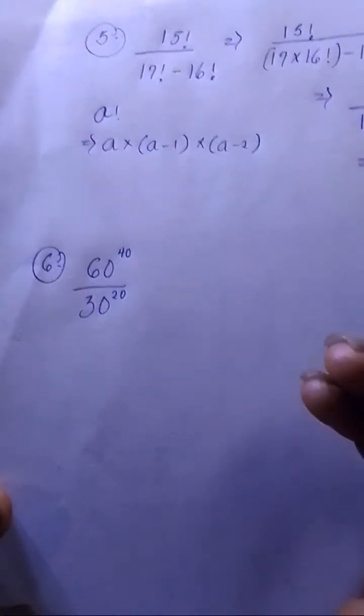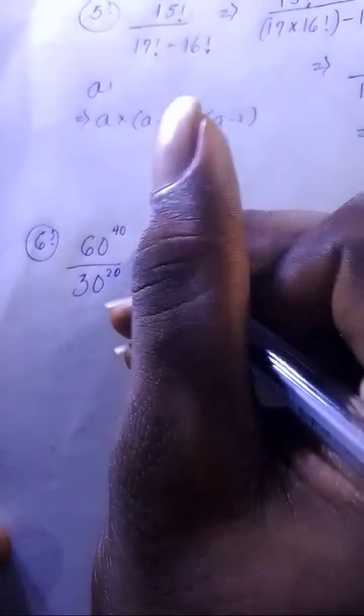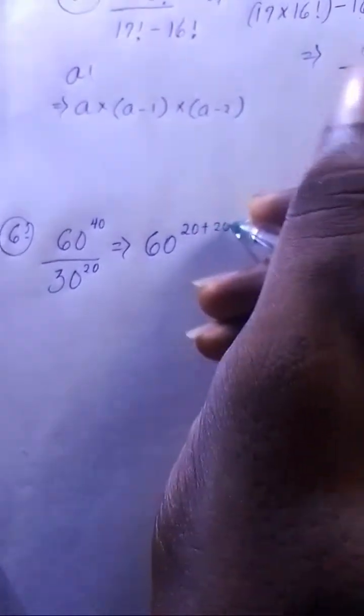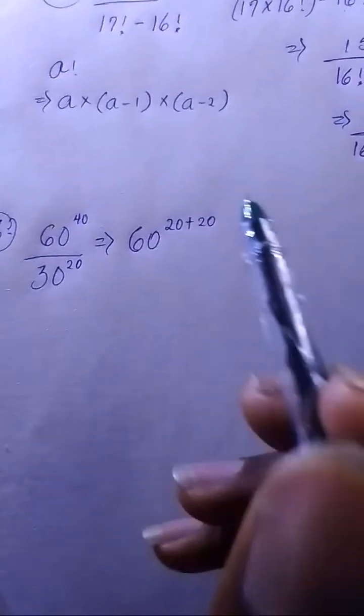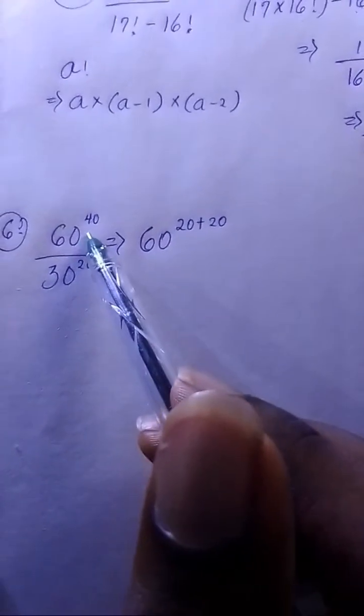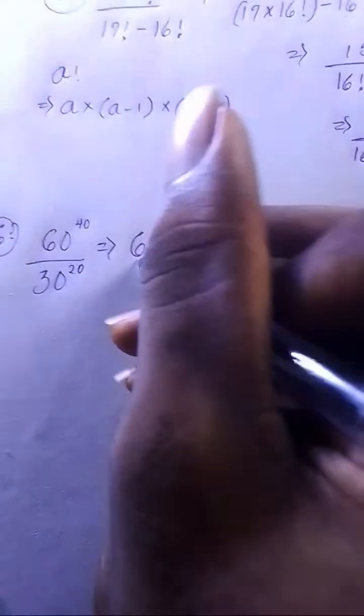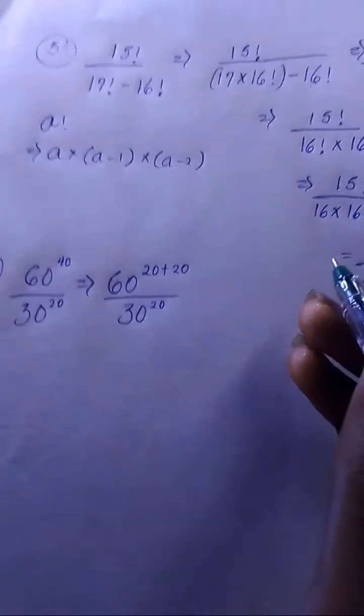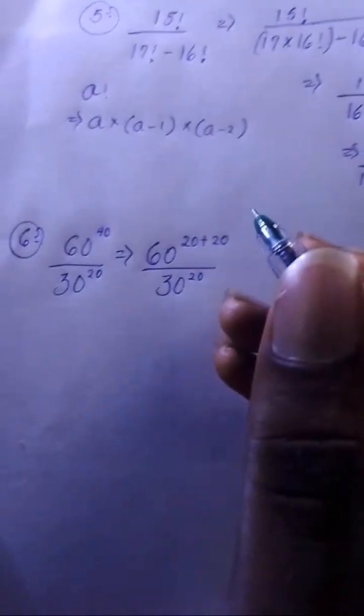Now this is quite easy. So for now, we're going to have 60 raised to the power of 40. What will it give us? So from here, 40 is 20 plus 20, so we can have 60 raised to the power of 20 plus 20, divided by 30 raised to the power of 20, right? So what's the next thing we can do here?